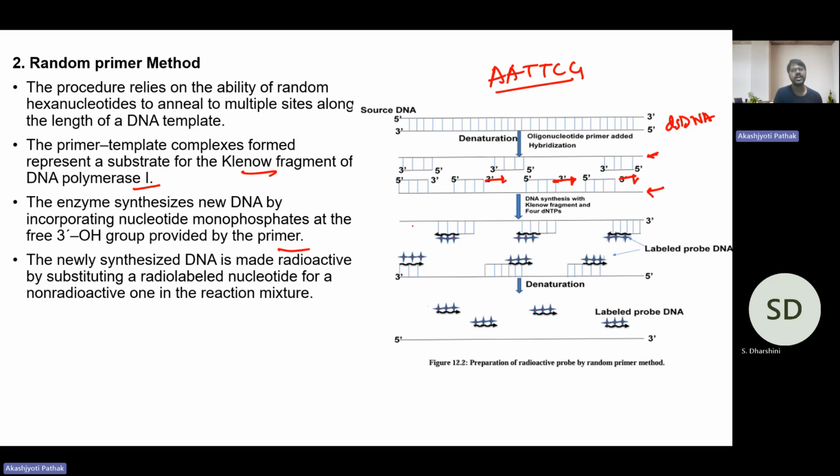The newly synthesized DNA is made radioactive by substituting a radio-labeled nucleotide for a non-radioactive one in the reaction mixture. So if your dATP is radioactive, then once it starts polymerizing, wherever it finds T in the template, it will add this radio-labeled A to the new DNA strand that is getting synthesized. That is the random primer method.